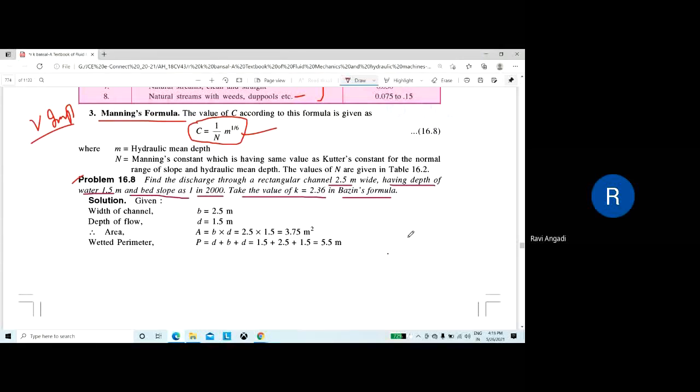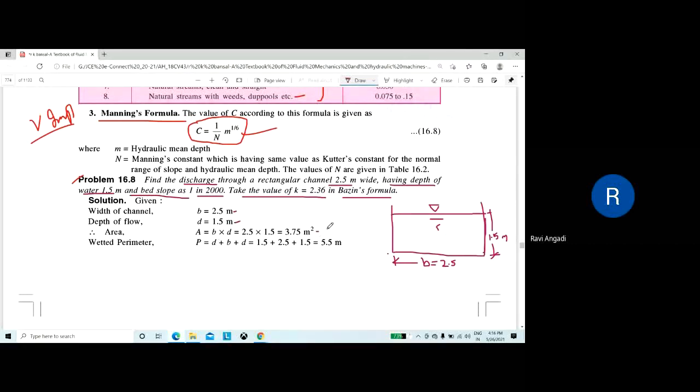So what is the shape of the channel given here? Rectangular. Draw this rectangular first. Whenever you are solving a problem, you have to solve it by drawing the figure. So this is B. What are the dimensions given here? B equal to 2.5 meter. What is the depth? 1.5. Correct. Now the question here is, find the discharge.